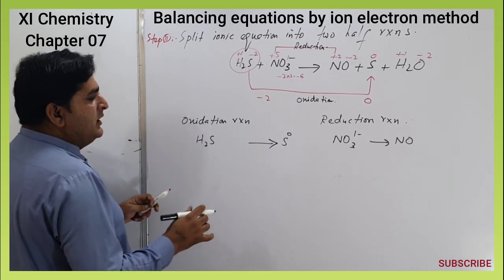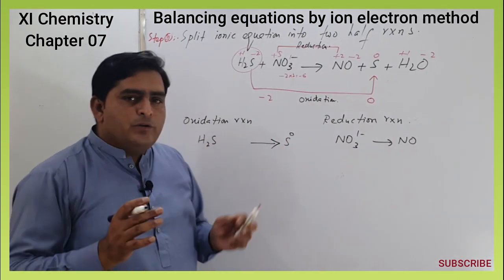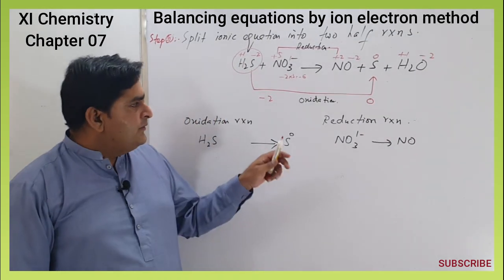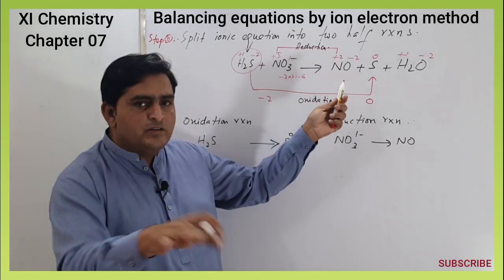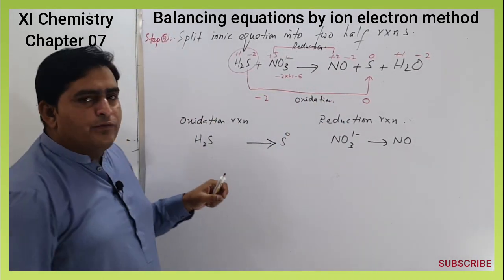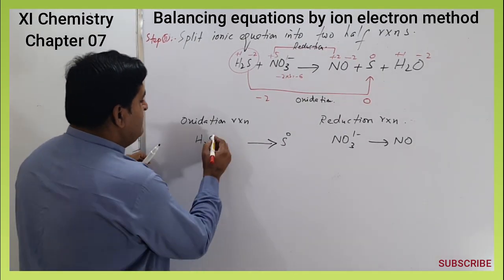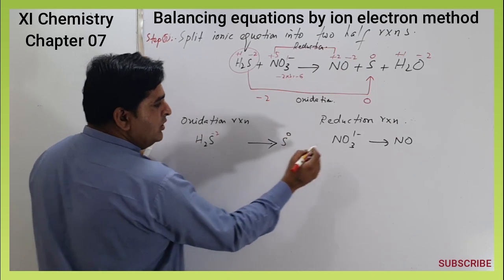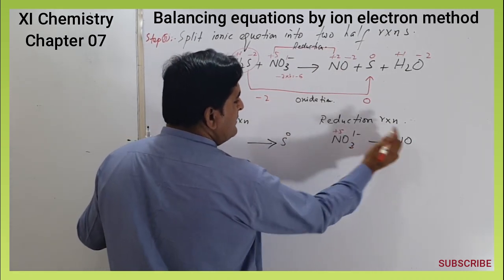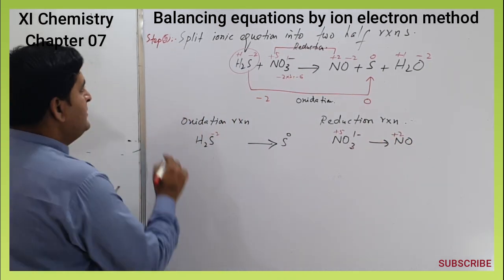We have separated these reactions on the basis of change in oxidation number. If the oxidation number of a substance is increased, it has undergone oxidation. If the oxidation number of a substance is decreased, it has undergone reduction. So we have separated on the basis of difference of oxidation number: the oxidation number of sulfur has been increased from -2 to 0 and the oxidation number of nitrogen has been decreased from +5 to +2. So this is a reduction, this is oxidation. Step 3.